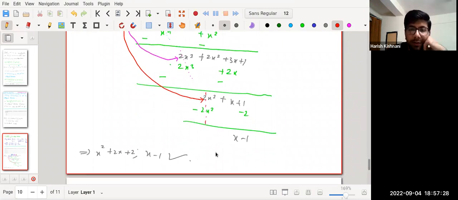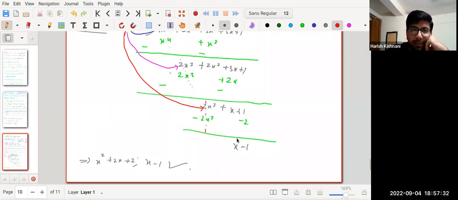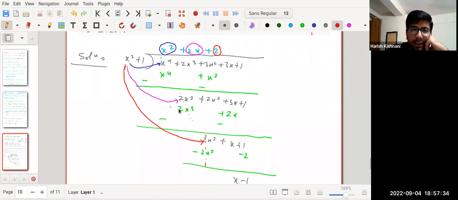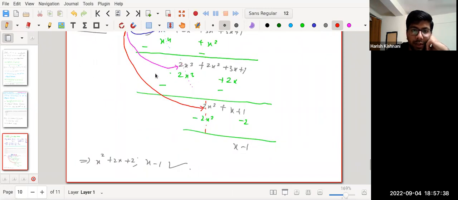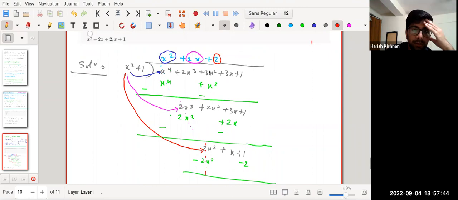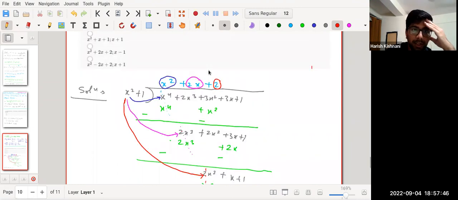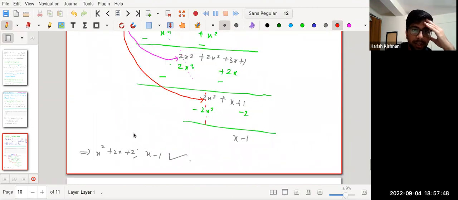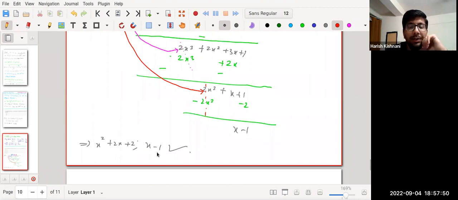Now the degree of x minus 1 is less than the degree of x^2 plus 1. Its degree is 1 and the divisor's degree is 2. So you have to stop the division here. So the quotient is x^2 plus 2x plus 2, and the remainder is x minus 1.